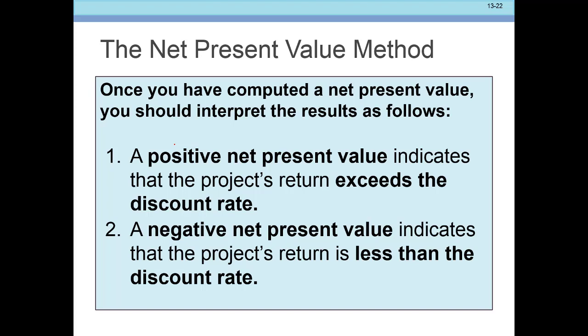If we get 0 or greater than 0, that's telling us that we're getting our what? If it's 0, that means we're exactly getting our required rate of return. And if it's more than 0, we're doing even better than our required rate of return. So this is a good way to screen a project.